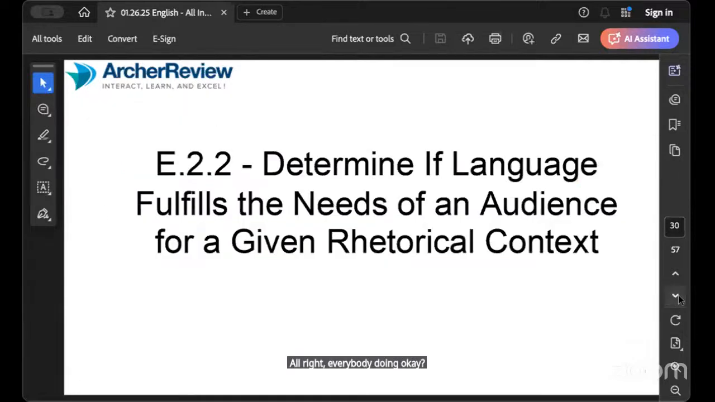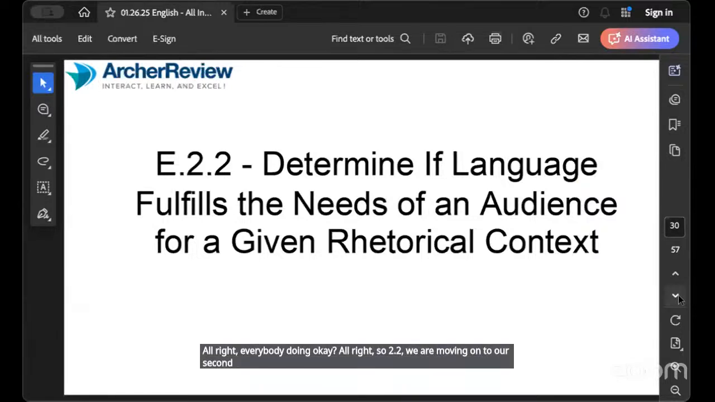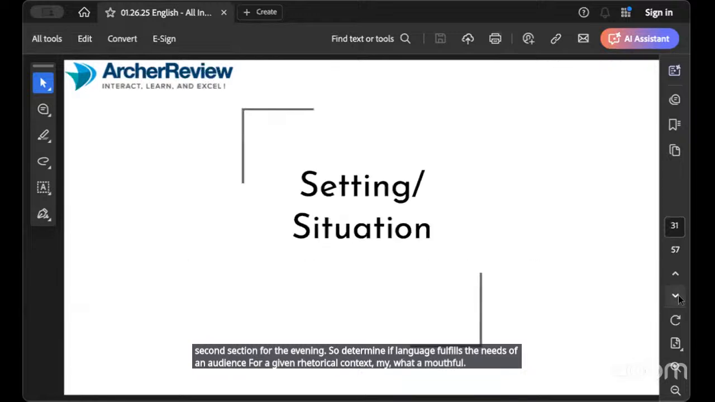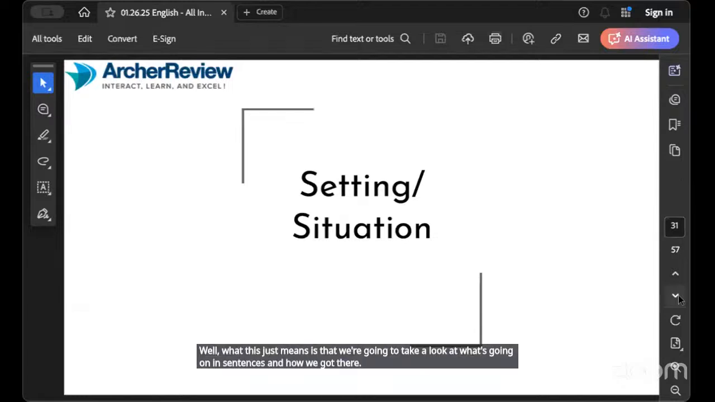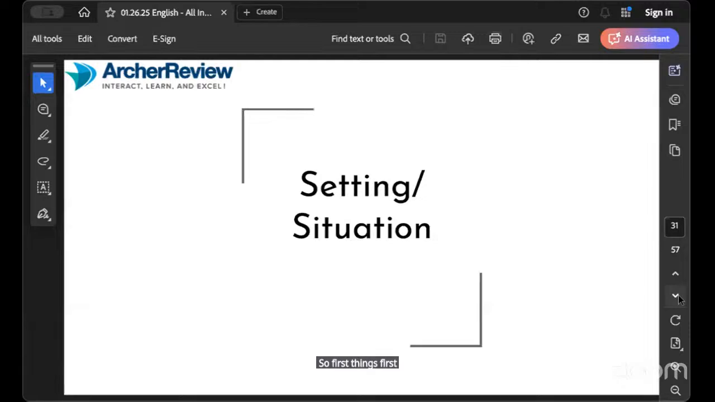All right, so 2.2, we are moving on to our second section for the evening. Determine if language fulfills the needs of an audience for a given rhetorical context. My, what a mouthful. Well, what this just means is that we're going to take a look at what's going on in sentences and how we got there. So first things first that we're going to talk about with this section is setting and situation.